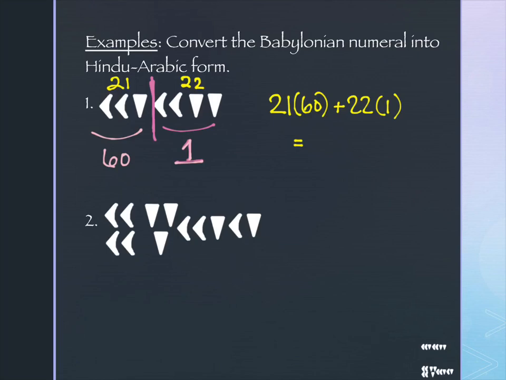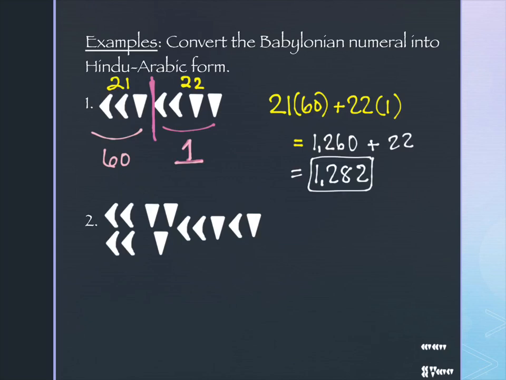Anybody have one today? 1,260. Okay, 1,260 plus 22, you're right, 82. Which would be 82. So 1,282. That's this one.